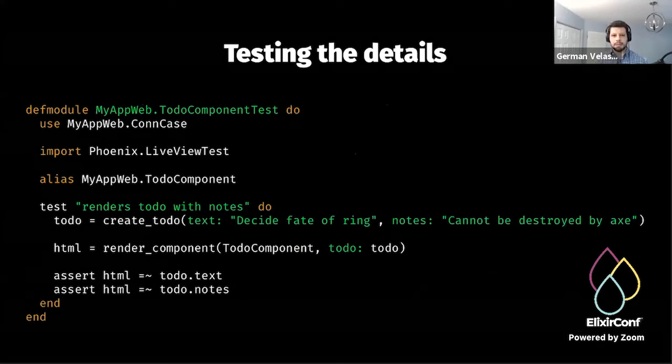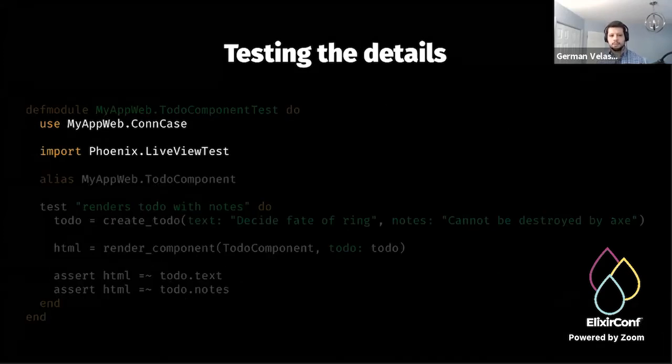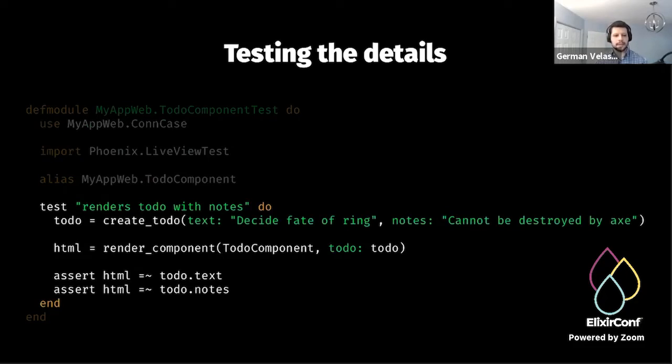So let's look at a component test really quick. We're going to use the same kind of setup. We're going to use ConnCase and LiveViewTest. Technically speaking, we don't need ConnCase for this particular test we're looking at right now because we're only testing static parts. But we'll see in a second why we need it later. So let's write this test. We want to render a to-do with notes. This is, remember, just testing the component itself.